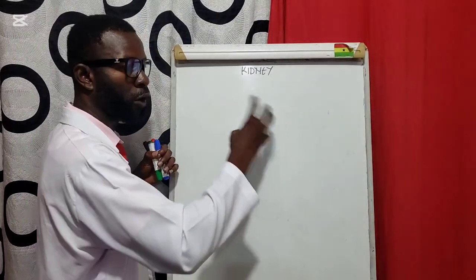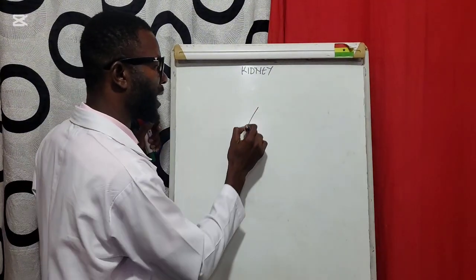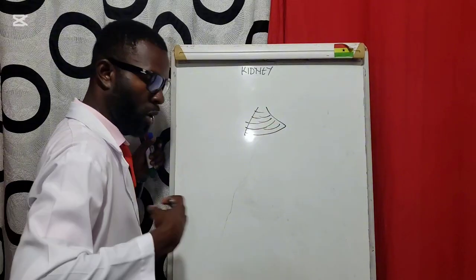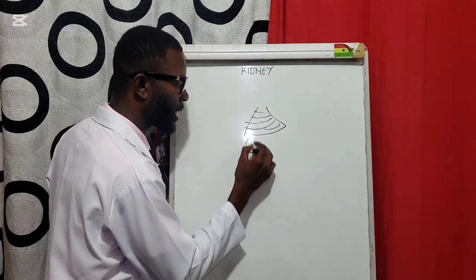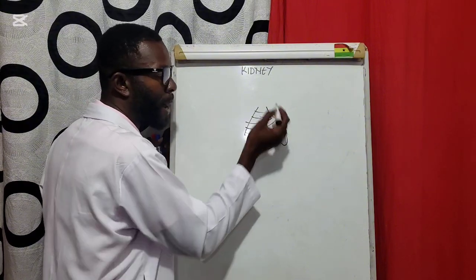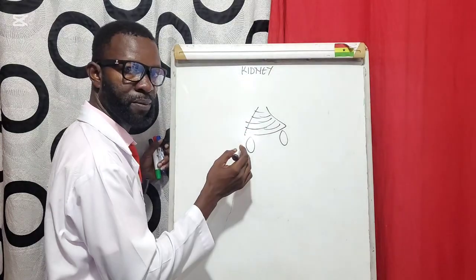So now let's look at the morphology, the structure of the kidney. First of all, assuming this is your ribs, okay? The kidney is located below the ribs, and it is above your abdomen.